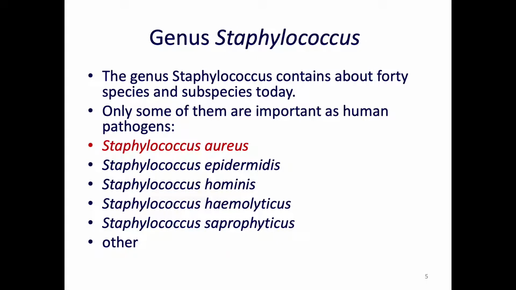The genus Staphylococcus contains about 40 species and many subspecies, but as I already mentioned, Staphylococcus aureus is the leading cause of different infections. However, during the last probably 2 decades, Staphylococcus epidermidis has started to dominate in the clinics and is causing so-called hospital infections.